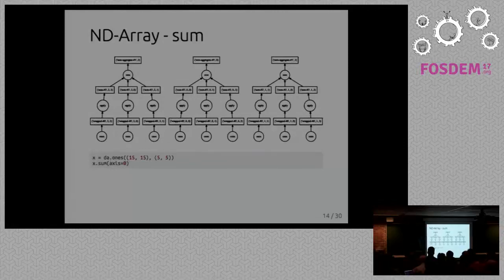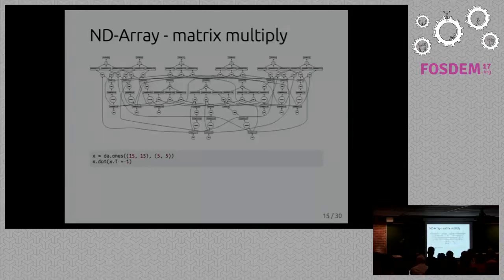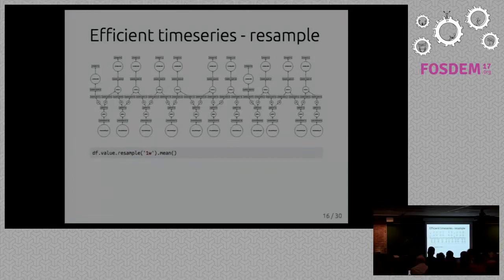So, for example, if you take a simple sum, the graph will not look that complex. These are all your chunks, all your different arrays. It will read them in, take a sum, and combine them, so typically reduce them to smaller values. But you can also get much more complex graphs. For example, in this case, this is an example of using a matrix multiplication.